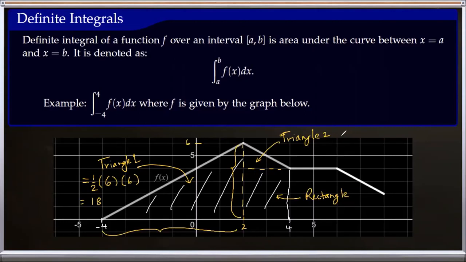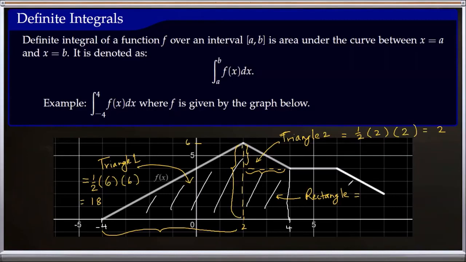Okay, done with the first triangle. For the second triangle, again 1/2 times base times height. The base is this length, which is 2. And the height is this length over here, which is again 2. So this comes out to be 2. Done with the second triangle.